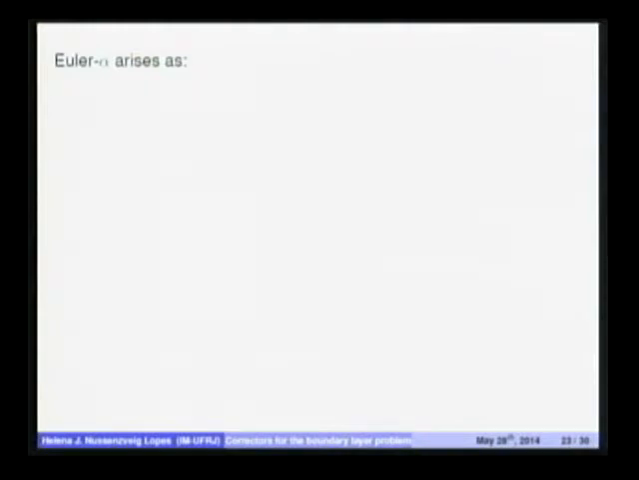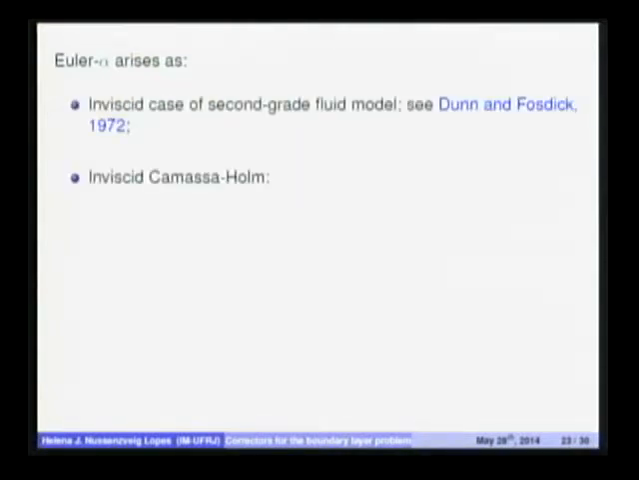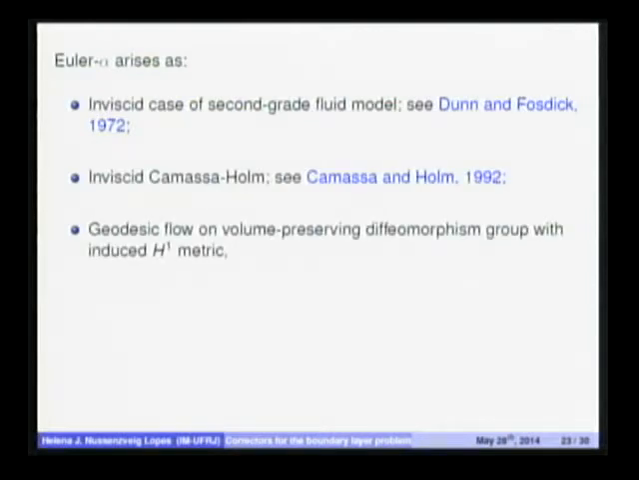Now, the Euler alpha equations arise as the inviscid case of a second-grade fluid model, the inviscid Camassa-Holm equations, and also as the geodesic flow on the volume-preserving diffeomorphism group with the induced H1 alpha metric. I should have put H1 alpha metric.